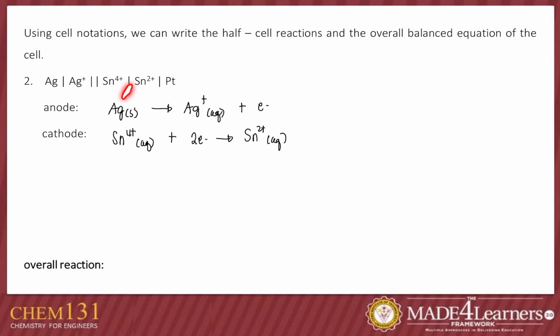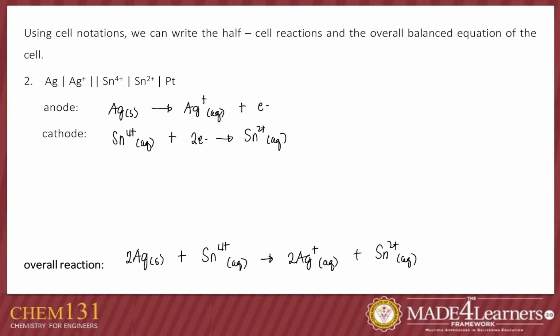This should be a comma here because both are aqueous solutions. So Sn4+ plus 2 electrons forms Sn2+, which is also aqueous. So it is not included in writing the reaction, because it is used for the reaction to happen. For the overall cell reaction, we're going to multiply the first equation by 2 and add the 2 equations. So 2Ag solid plus Sn4+ aqueous, producing 2Ag+ aqueous plus Sn2+ aqueous.